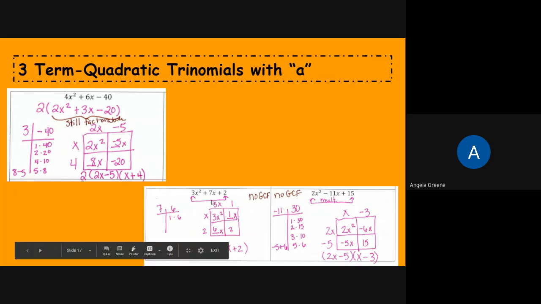So here we have a GCF of a 3x. And then once we factor out, once we get it started, the rest just sort of fills itself out. And then the last one, factors of 30 that add to negative 11, looks like it's going to be negative 5 and negative 6.